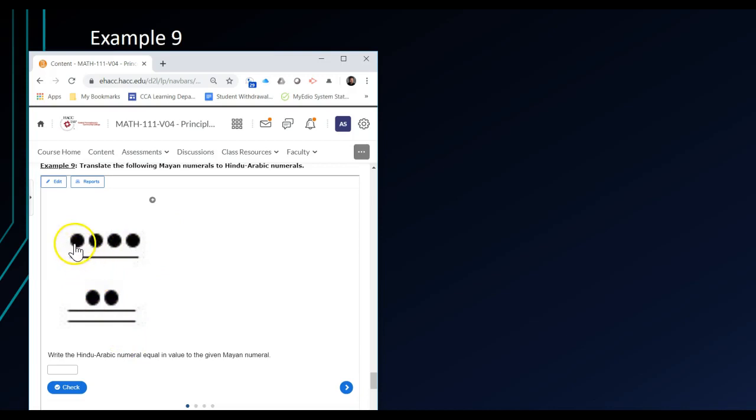For this one here, in the top position you have 5 and 4, which is 9. And you have 5, 5, and 2, which is going to be 12. So you have 9 in the 20s position and 12 in the 1s position. So when you work this out, you end up with 9 times 20 plus 12, which is 192.